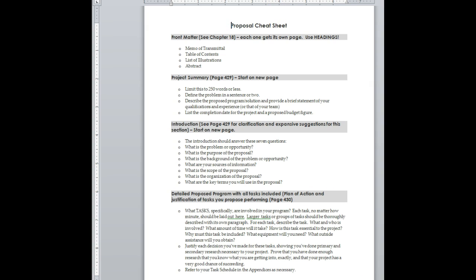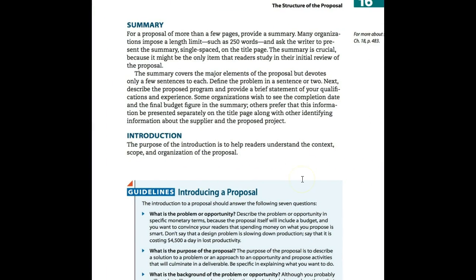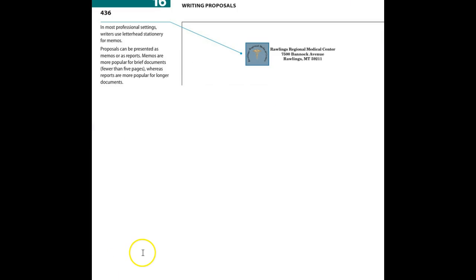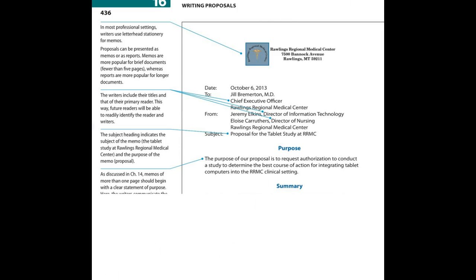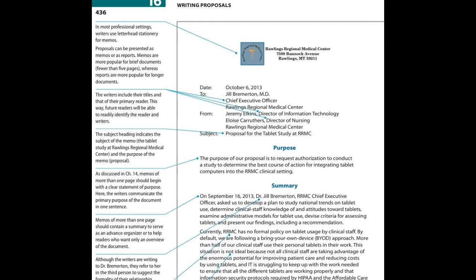If you look over in the book, it gives you on page 429 some details about the summary. It's very short. It doesn't need to be long, but make sure that it's complete. And as you're doing this, also be sure to look on page 436 of your books, which gives an overview. It gives a really great example of a summary.